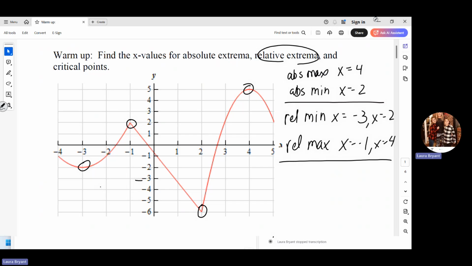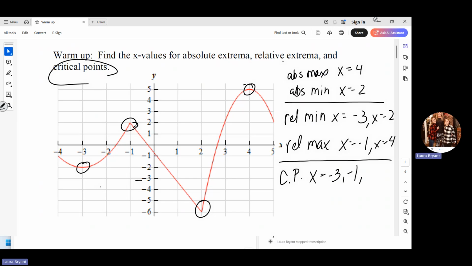So relative max and mins are just your high points and low points across the graph. And then your critical points are anywhere that the derivative is 0 or undefined. So for your critical points, the derivative is 0 here and here. And then the derivative is undefined at the sharp points, which would be here and here. And so that would be x equals -3, -1, 2, and 4.